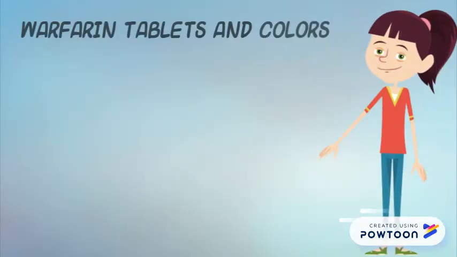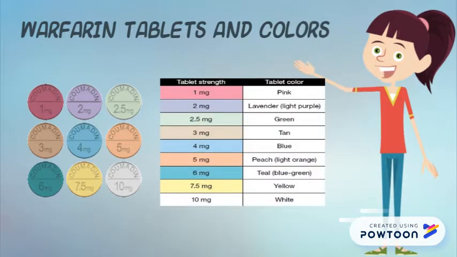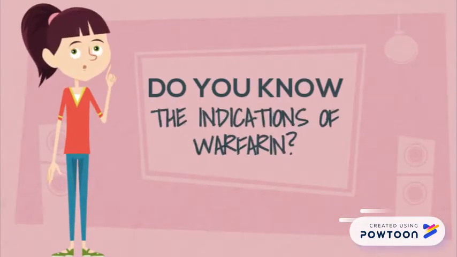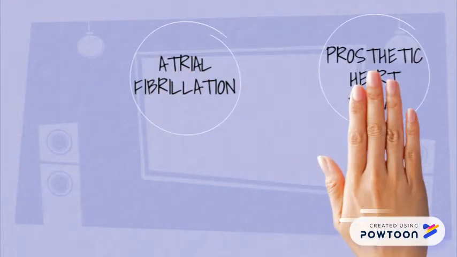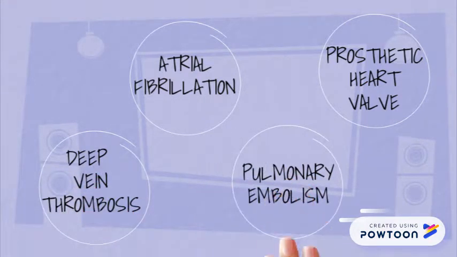Warfarin tablets have different colors indicated for each strength. In Malaysia, the common strengths of warfarin found are 1, 2, 3, and 5 mg. Next, do you know the indications of warfarin? The common indications for warfarin use would be atrial fibrillation, prostatic heart valve, deep vein thrombosis, and pulmonary embolism.